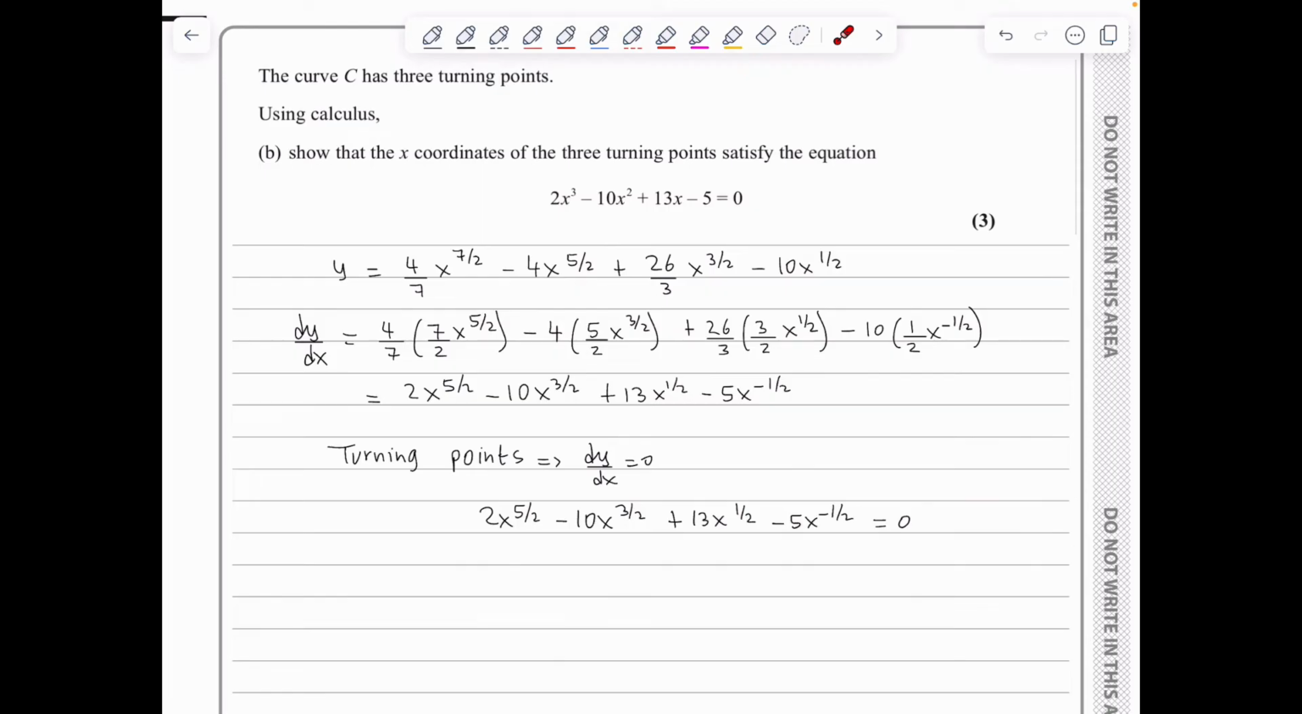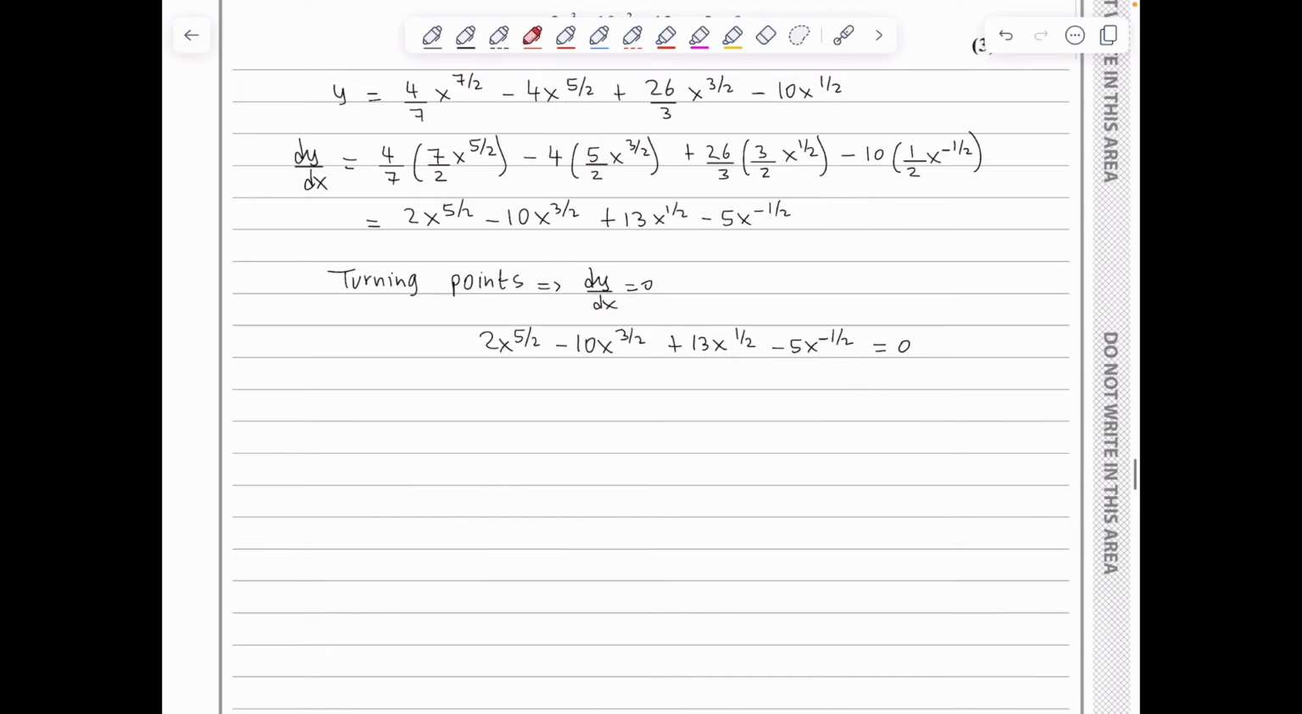So how can I go from a minus 5x to the minus a half into a negative 5? I will multiply by x to the half. And actually, if we multiply throughout by x to the half, we will recover exactly the printed answer. So I will multiply throughout by x to the half, which leads to 2x cubed minus 10x squared plus 13x minus 5 is 0, which is exactly what we had to show, so as required.